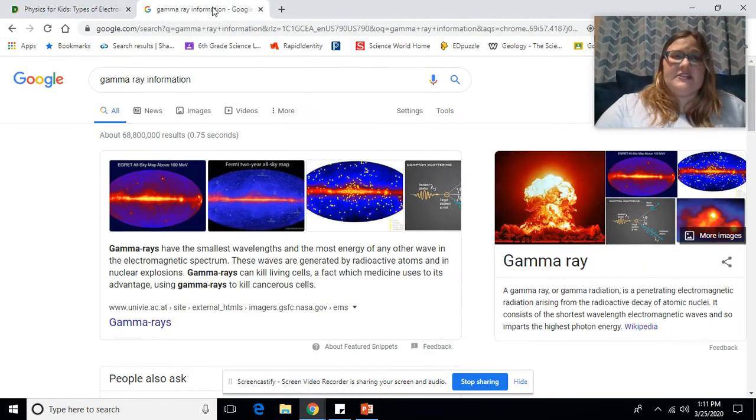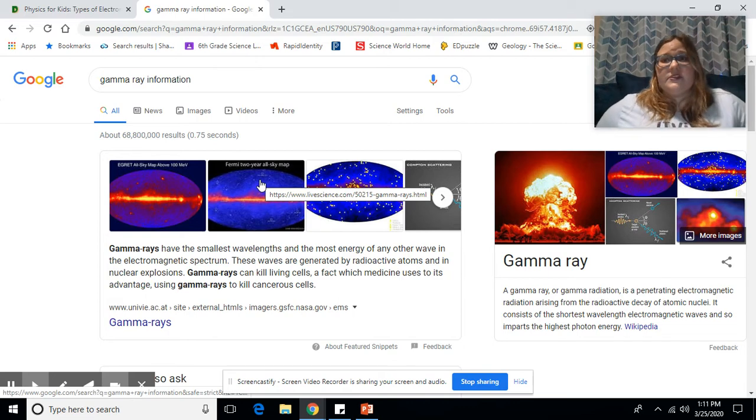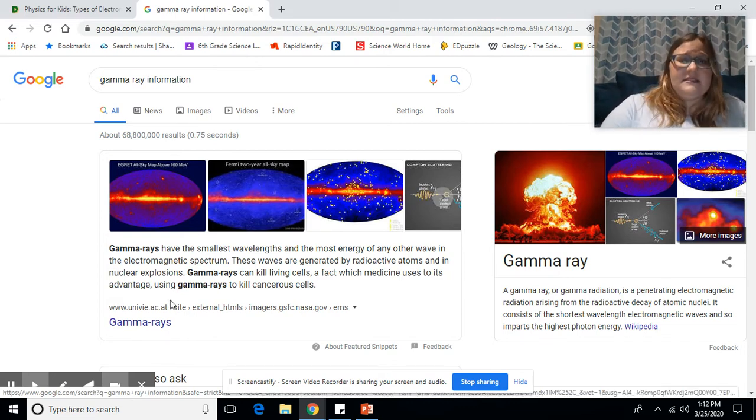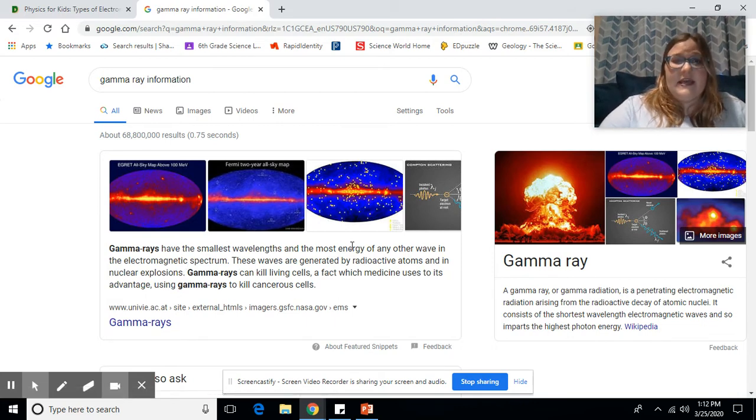Okay, so that's some information. I also just went to Google and typed in gamma ray information. Notice that I'm getting some great sites. A lot of them are saying what we said: smallest wavelength, most energy. They have radioactive atoms and nuclear explosions. They can kill living cells. Medicine uses it to an advantage, killing cancerous cells.